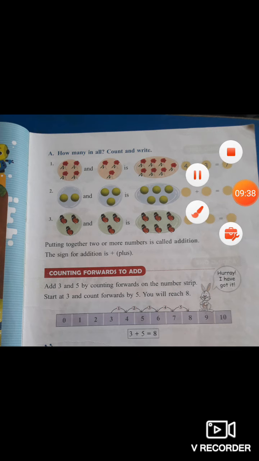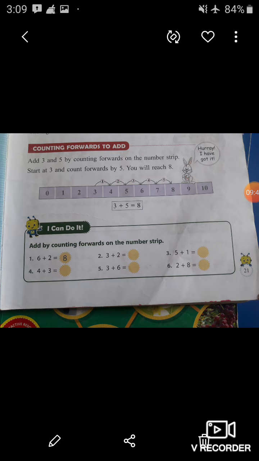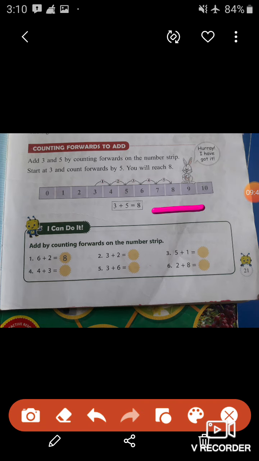So students, to add 3 and 5, we have to start at 3 and count forward by 5. Then you will reach 8. That was the real answer. Now students, let's come to the activity I can do it. Add by counting forwards on the number strip. The first one is already done for you. That is 6 plus 2.